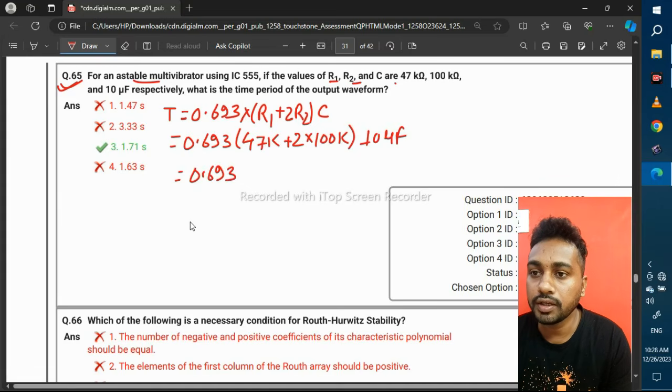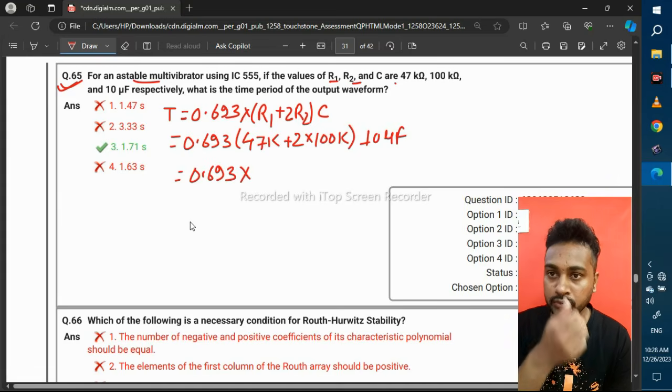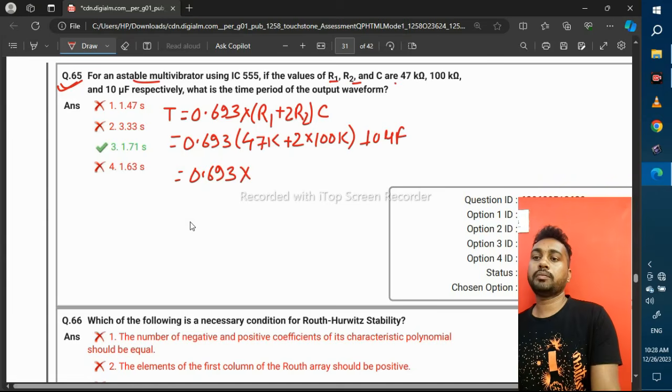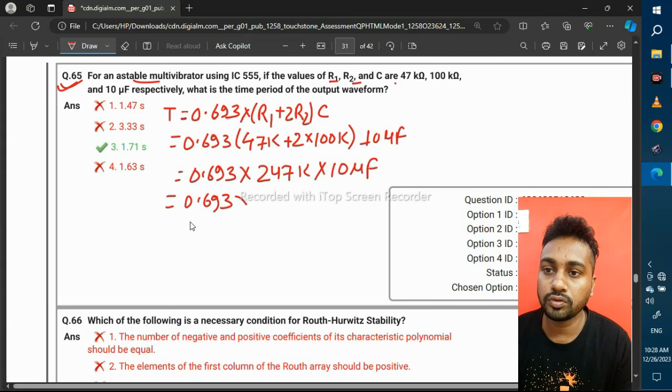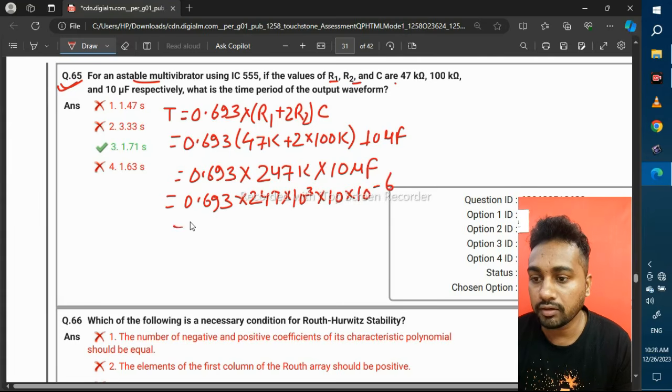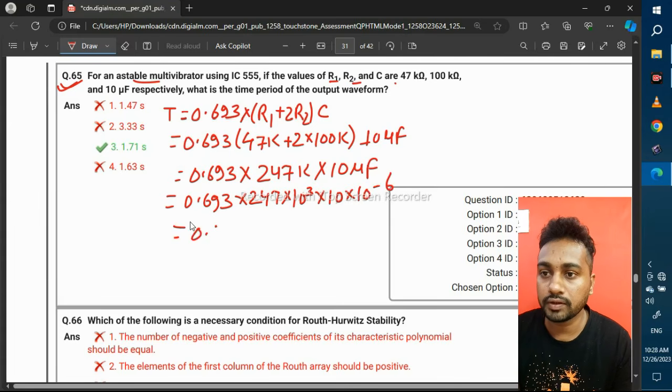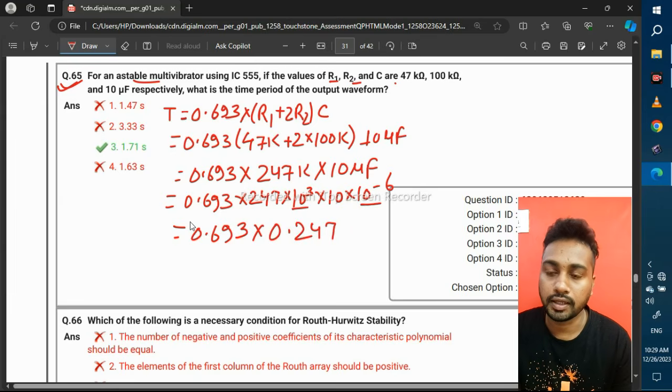0.693 into, here 2 into 100 is 200, plus 47, that is equal to 247 kilo ohm, into 10 microfarad. Okay, so 0.693 into 247 into 10 to the power 3 into 10 into 10 to the power minus 6. So if we calculate now, 0.693 into 0.247, you can see it will come 10 to the power minus 3, so it will be 0.247 second.